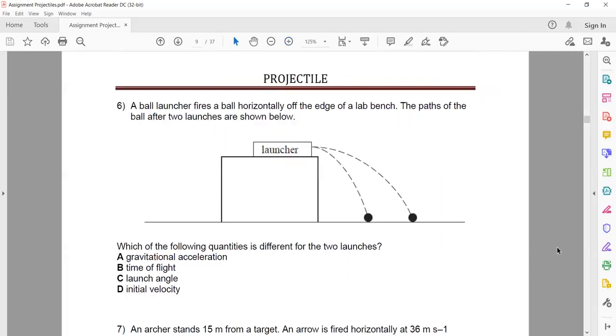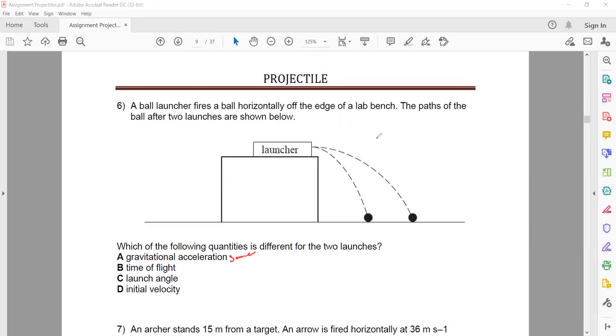A ball launcher fires a ball horizontally from the edge of a lab. The path of the ball after two launches is shown. Which of the following quantities is different? They have different range, but the gravitational acceleration will be the same.